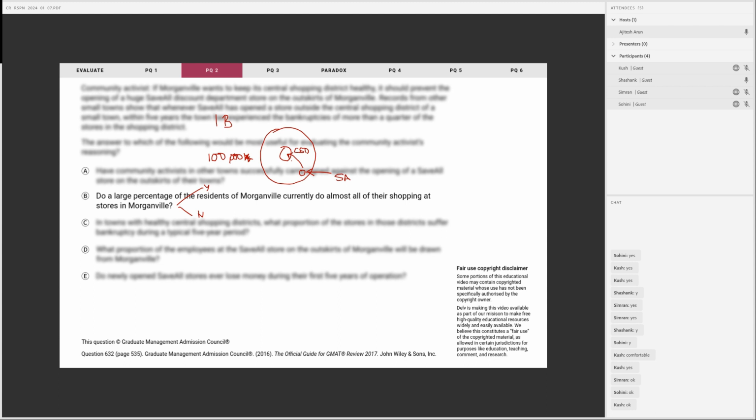Quick check, Shashank, make sense? Yeah, understood. Perfect. Now let's move to the correct option. Again, I'd like you guys to try this. Let me know whenever you're ready.